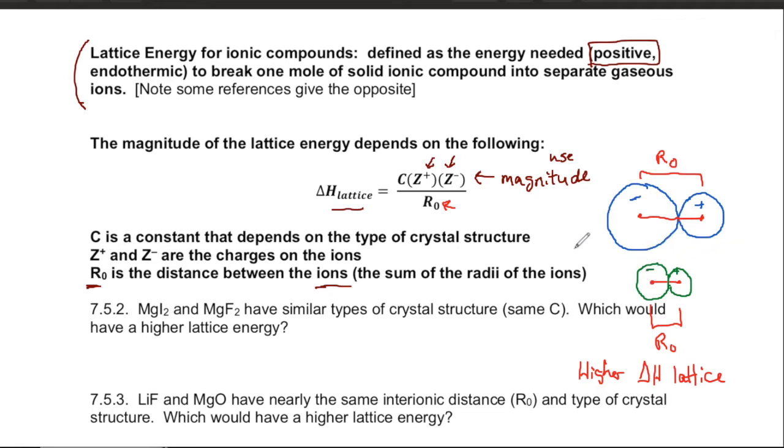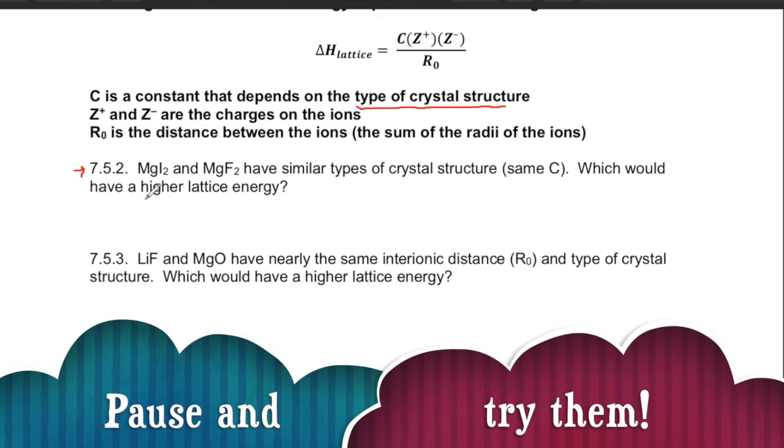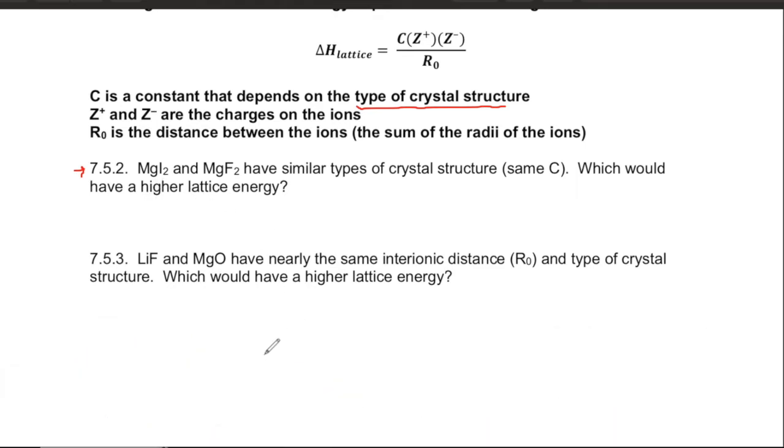And this last thing here that we haven't mentioned yet is C. It's a constant. It's just a number, and it's not always the same number. It depends on the type of crystal structure. So for these problems that we're going to work on, we're going to assume that the things we're comparing have similar types of crystal structure. For example, we have magnesium iodide and magnesium fluoride, and we're saying that they have similar types of crystal structure so that we don't have to worry about what this value for C is. We're going to look at what these other things might be and see which one we think has a higher lattice energy. So pause that if you want to work on it, and also this one as well.